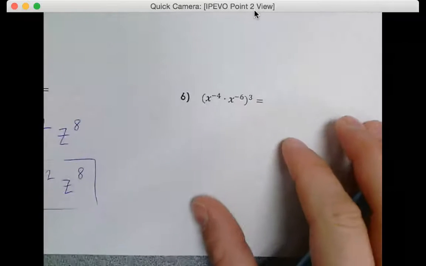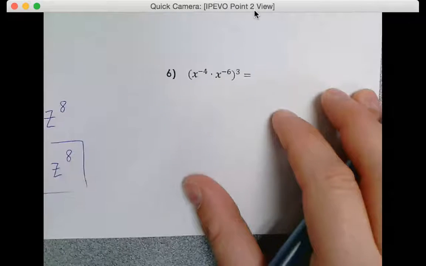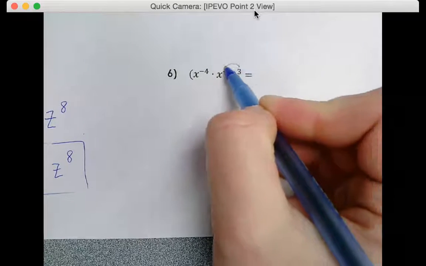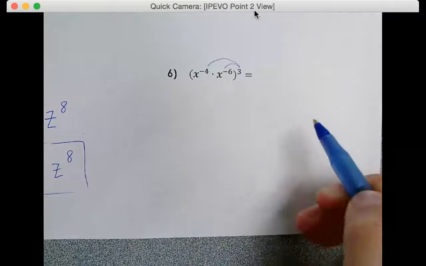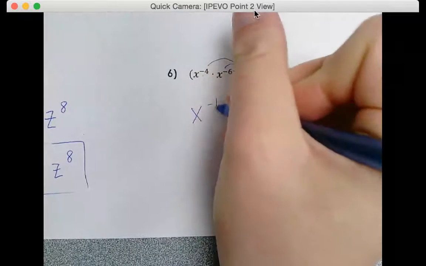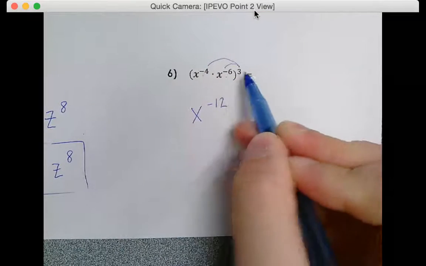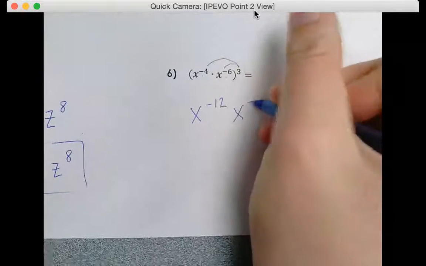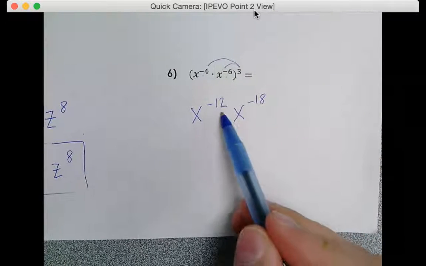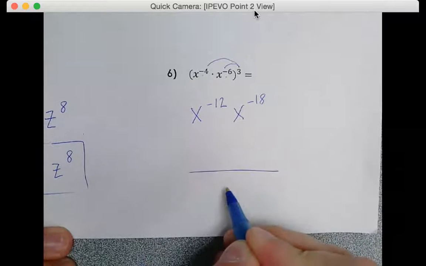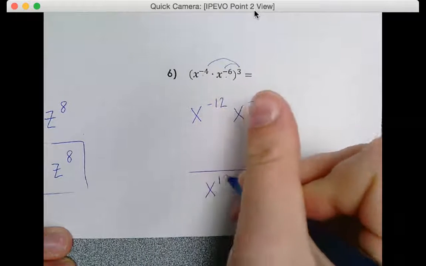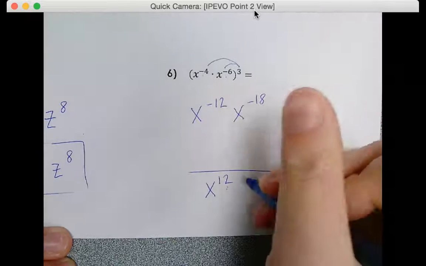Number 6, another exponent on top of an exponent, so we're going to have to go in and distribute this 3 to both. So negative 4 times 3 will be x to the negative 12th, and negative 6 times 3 will be x to the negative 18. Okay, we can't have negative exponents, so we'll have to move those to the bottom. So this x to the 12th will be moved to the bottom, this x to the 18th.